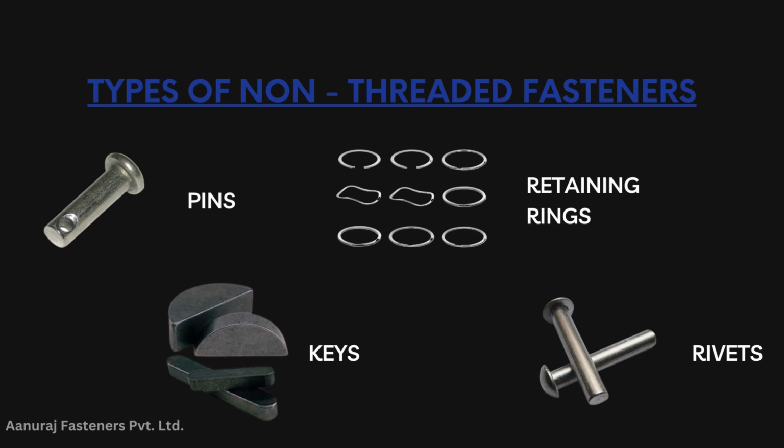For a key to function, the shaft and the rotating machine element must have a keyway and a key seat, which is a slot and a pocket in which the key fits. The whole system is called a key joint.